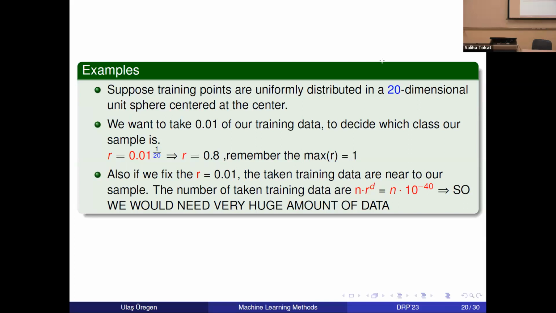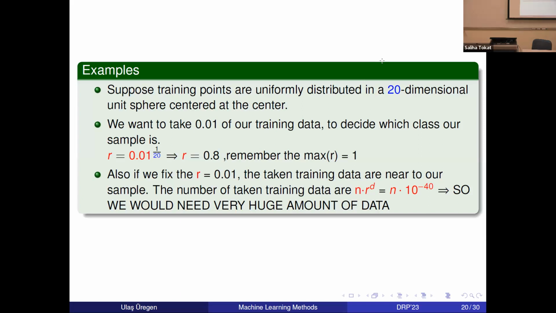One can ask, then just fix R and keep the points local again. Well, this time, to find a point in this smaller sphere, if we define n to be the total number of sample points, we need n times 10 to the power of minus 40. So we will need a huge amount of data to find a point in this local sphere in 20-dimensional space. To conclude, KNN works quite well in lower dimensions, but in higher dimensions it explodes.